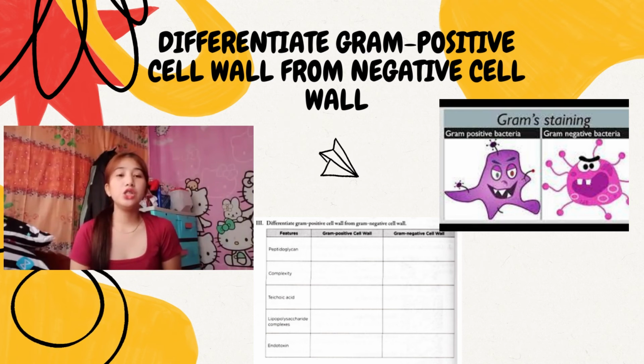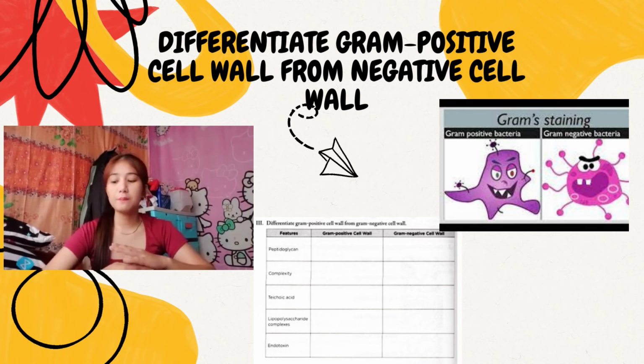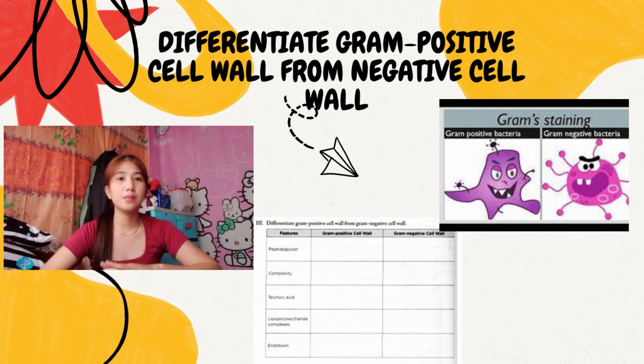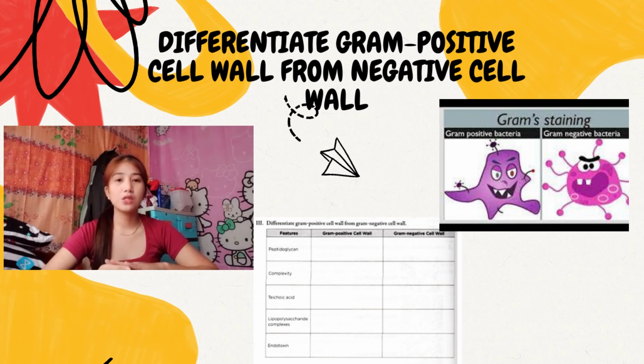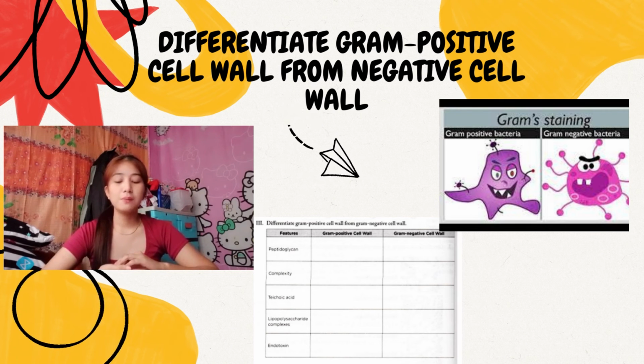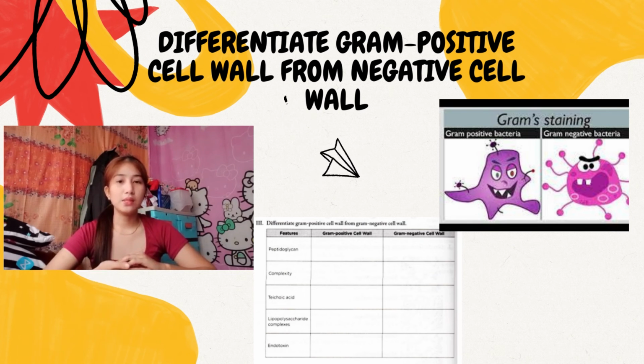In the tabulation, number 3 is to differentiate the gram-positive cell wall from the gram-negative cell wall. The first feature is peptidoglycan. The gram-positive cell wall is thick while the gram-negative cell wall is thin. In feature complexity, the gram-positive cell wall is less complex while the gram-negative cell wall is more complex. In feature teichoic acid, the gram-positive cell wall is present while the gram-negative cell wall is absent.